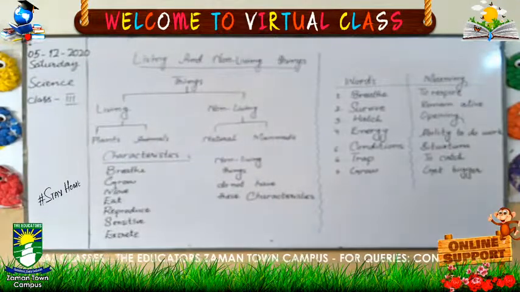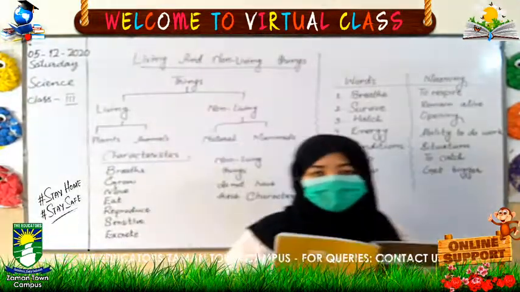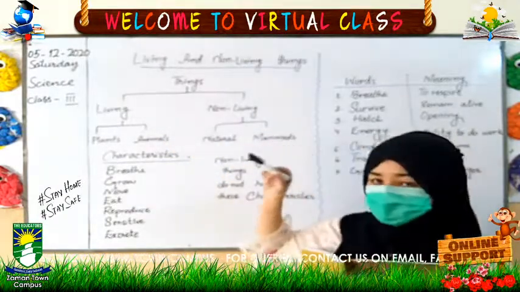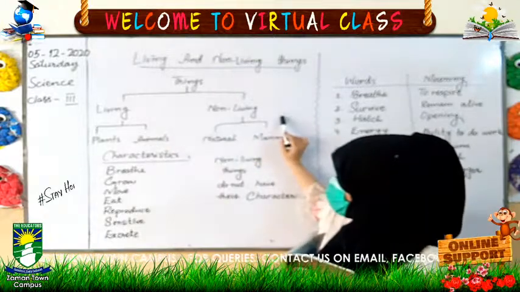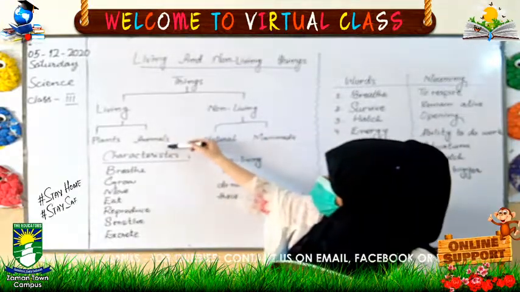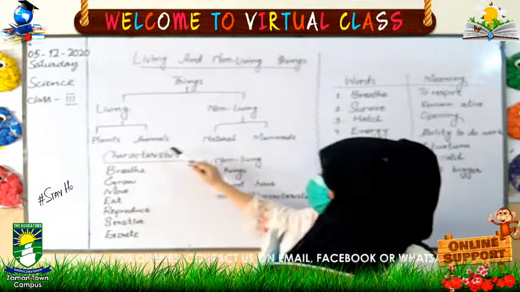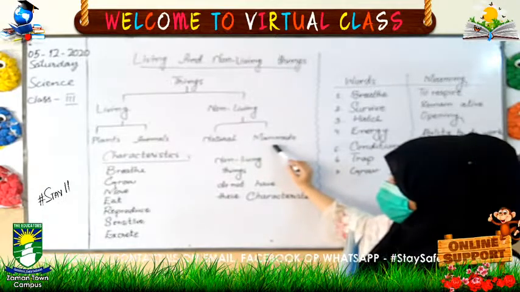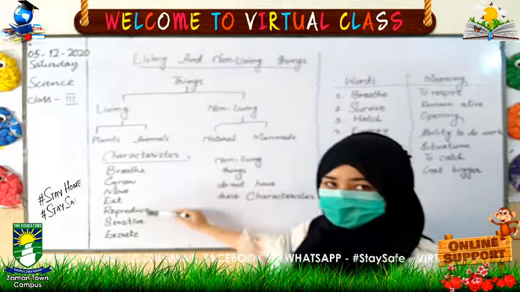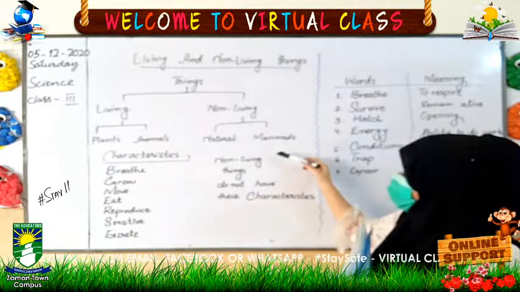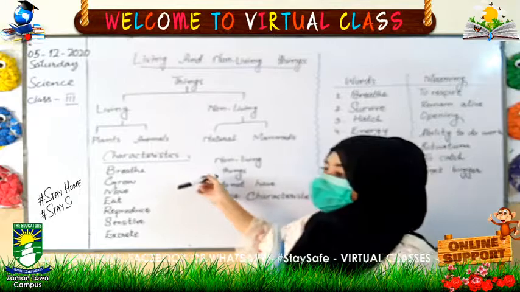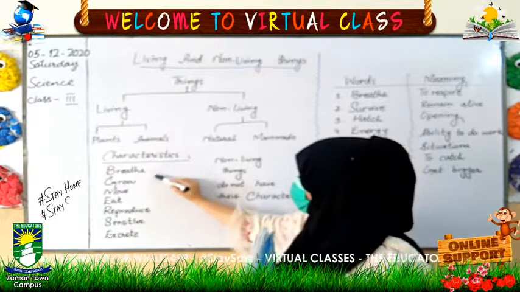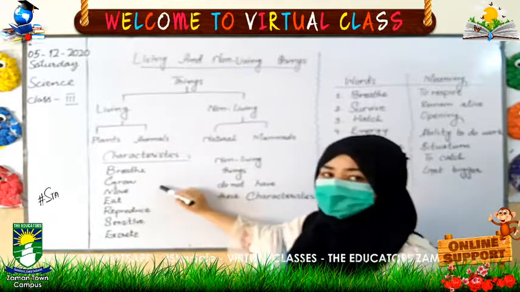Okay. So in this chapter we have learned about things, living thing and non-living thing. There are two types of things, living thing and non-living thing. And there are furthermore two types of living things, plants and animals. And we have divided non-living things into two categories, natural and man-made. Okay, these are the characteristics of living things, and this is how we can identify a non-living thing. If a thing does not have these characteristics, it is called a non-living thing.